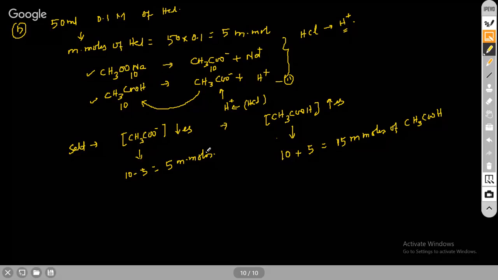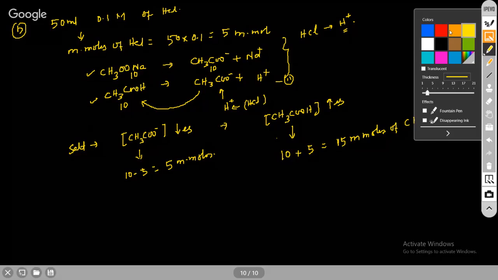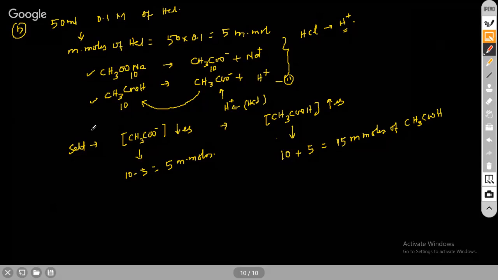We'll calculate what is the answer. Is it clear or not? You tell me. So the point is, when you add HCl, actually one question that you can ask me over here that I was expecting. But anyways, you see here, when I said the salt concentration is decreasing, why is the acid concentration not decreasing? Why is this reaction not going backward?